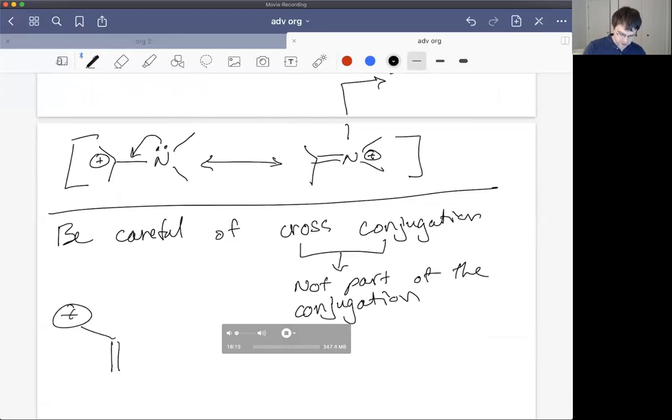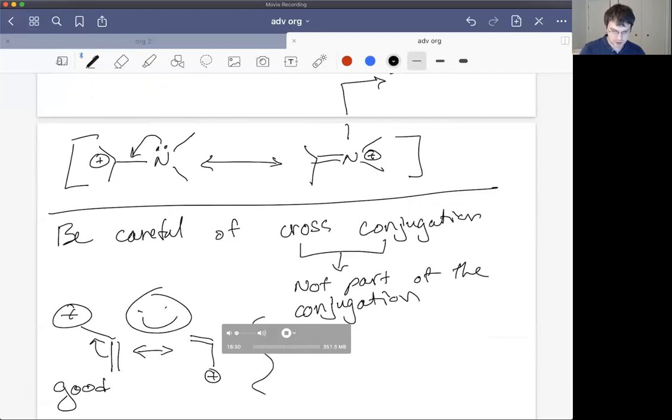We looked at an example like this. This is a good example because the double bond can migrate to give rise to resonance structures that delocalize the positive charge. But what if we consider a cross-conjugated case where the positive charge was now at this carbon? You can't really do this. And in fact, you get to a weird geometry because this is actually sp hybridized.